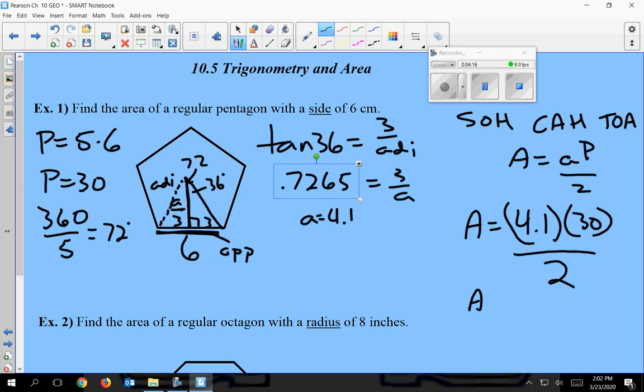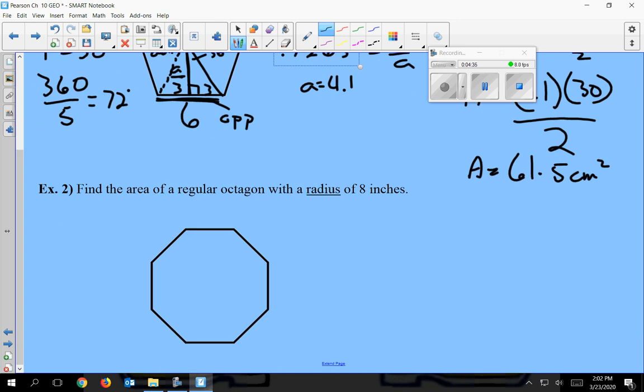And I end up getting about 61.5. And in this case, this was centimeters, so centimeters squared. Okay, so a little bit of work going back to chapter 8, using our trig, so we might need to go back and look at that a little bit more.